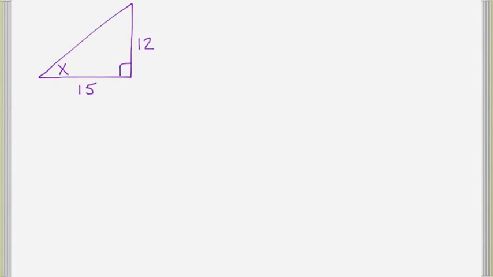I want to solve for x in this one. X is an angle. So I'm going to set up my ratio. First, we need to label the sides according to the relationship with our angle. So according to x, where's the opposite? 12. Where's the adjacent? So we're going to say tangent x, tangent angle, equals opposite 12 over adjacent 15.